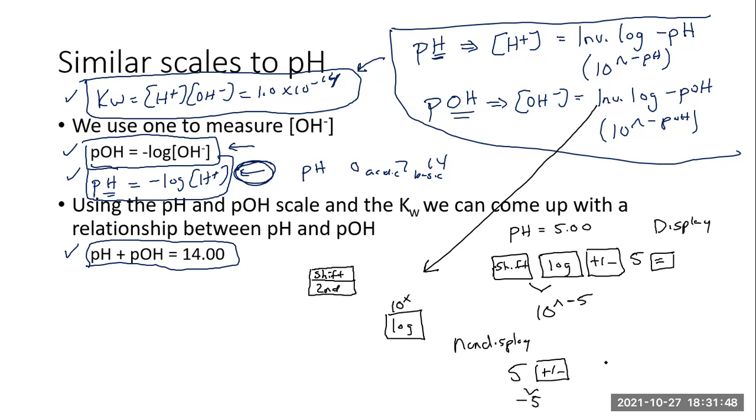And then you would hit your shift or second button, and then your log button. And then it should give you the answer, which in this case is, where is it on this calculator? There it is. That -5. And if you do that, you will get something that looks like 0.00001. Well, actually, your calculator will probably look like that. We could turn this into scientific notation as 1.0 times 10 to the -5 molar.